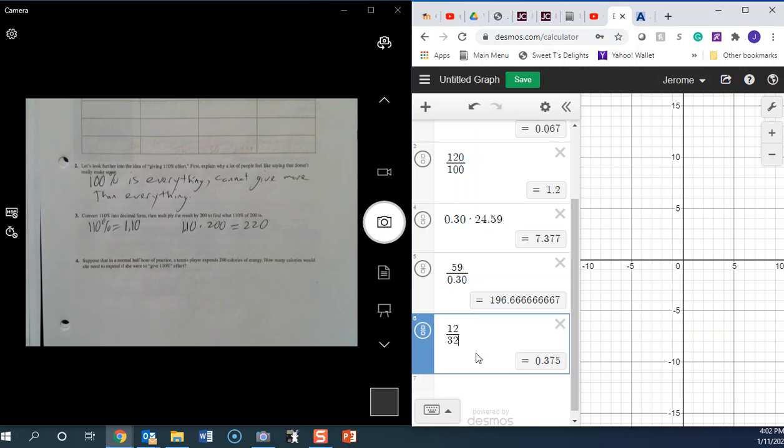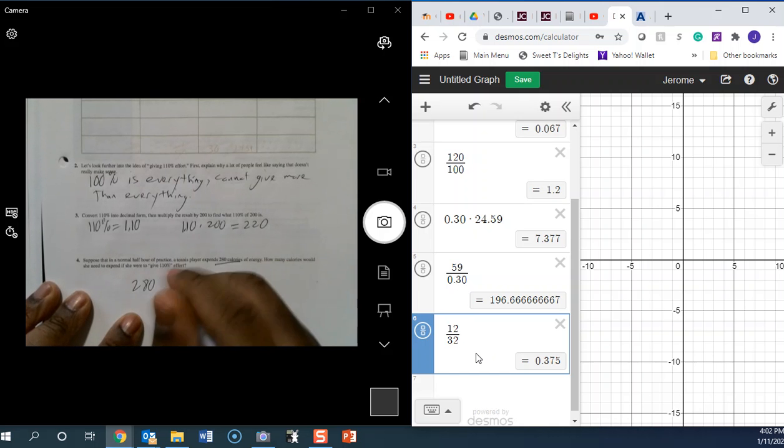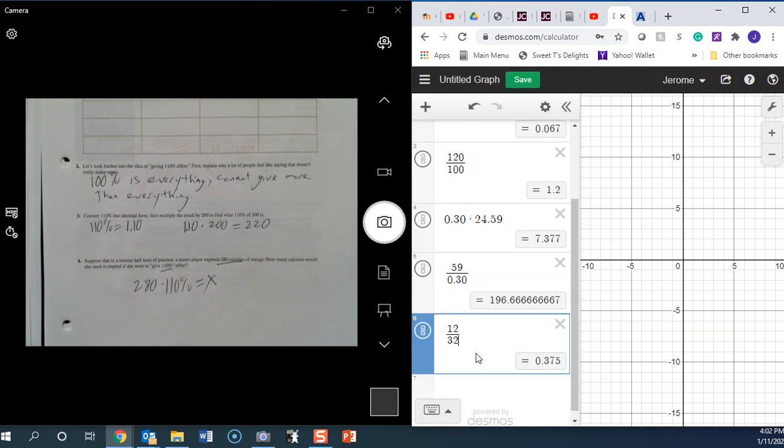Now for number 4, it says, suppose that in a normal half-hour practice, a tennis player expends 280 calories of energy. How many calories would she need to expend if she were to give 110% effort? So basically, you're assuming that 280 is her 100% effort. So we had 280 multiplied by the 110%. That's supposed to equal some unknown number.